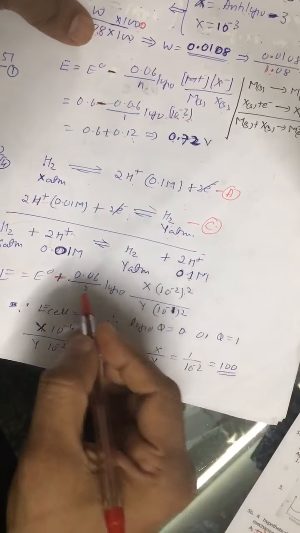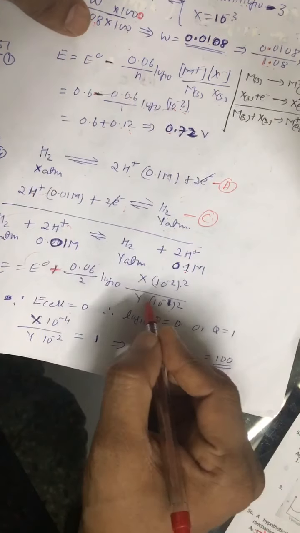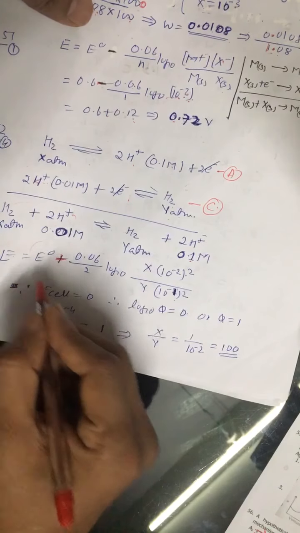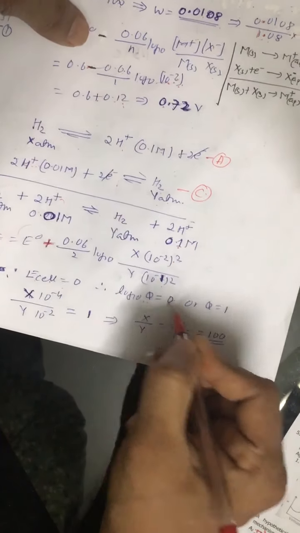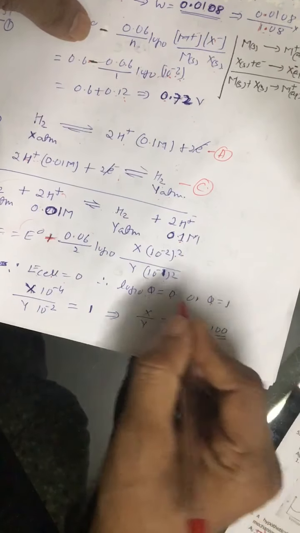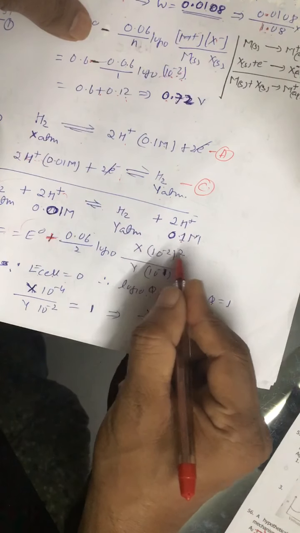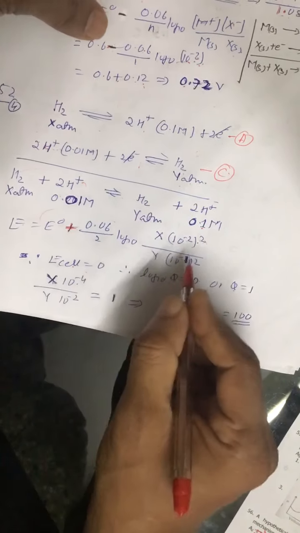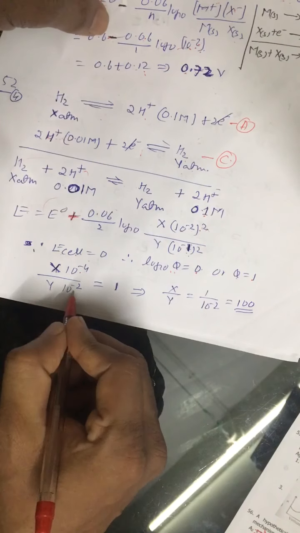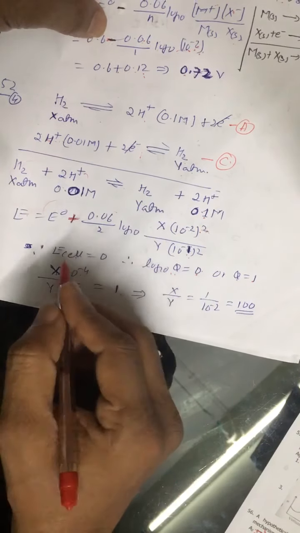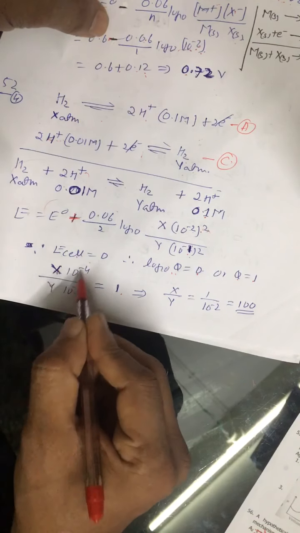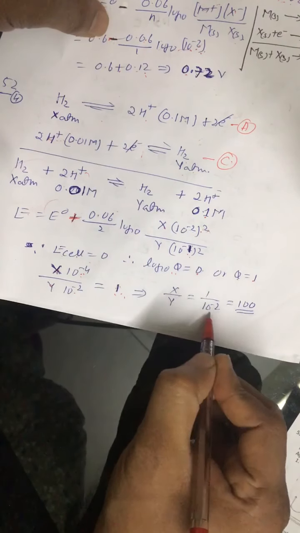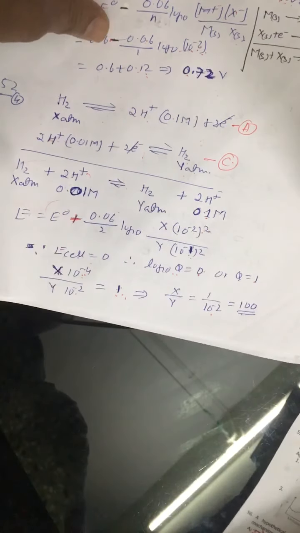Alright, now actually we don't have to consider this much portion because it is mentioned that E cell is 0. So if E cell is 0, obviously log of Q is equal to 0 or Q is equal to 1. Alright, so we are given X into 10 raised to the power minus 2 the square upon 10 raised to the power minus 2 is equal to 1. This condition is mentioned. And what we have to find out? We have to find out the ratio of X and Y. So it is 10 raised to the power minus 2 or 1 upon 10 raised to the power minus 2 is 100. Question number 52, correct answer is fourth option.